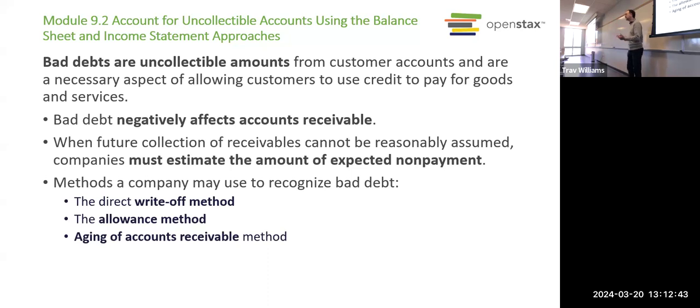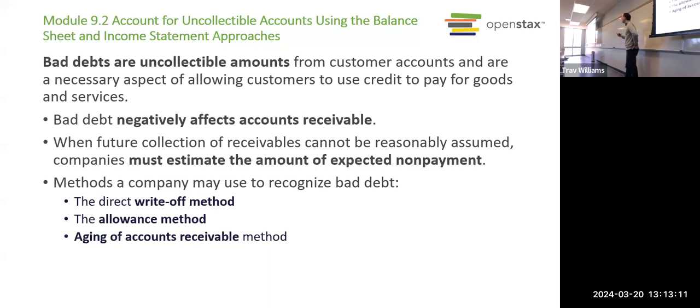Kind of a funny name, right? And then you use that allowance for doubtful accounts to actually track how close your estimate was and how much your customers actually did not pay you. And then you can always adjust it next time. Now, when we create that allowance for doubtful accounts, that's called the allowance method.